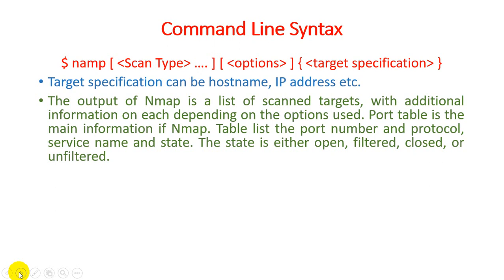The port table is the main information in Nmap. The table lists the port number, protocol, service name and state. So in brief, the output of an Nmap scan is based on the port number, protocol and the different services available on a particular port number with the help of protocols. And the state is either open, filtered, closed or unfiltered.